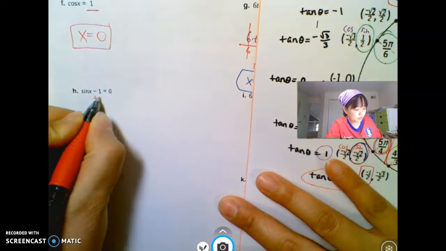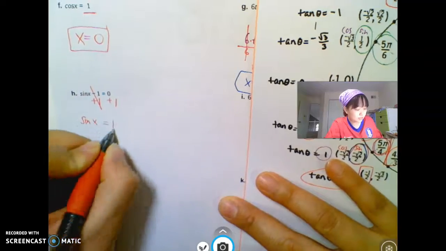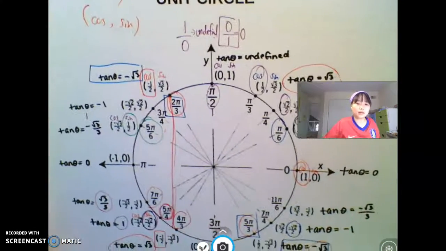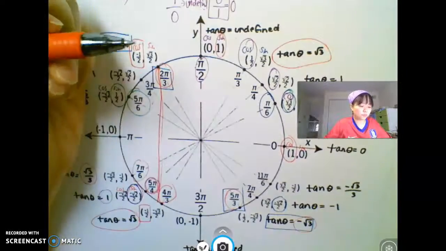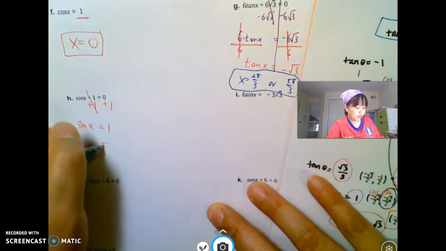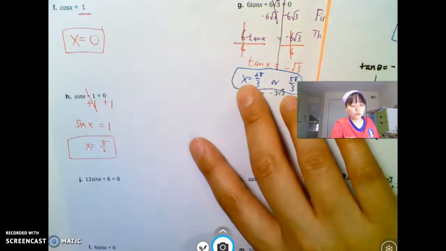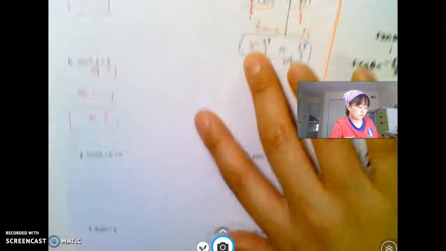Here, all you have to do is add 1, right? So sine x is 1. We're looking for sine, the y coordinate at 1, and there's only once right there. This only happens one time at pi over 2. So that is pi over 2. So you should always look for two solutions except for the ones.